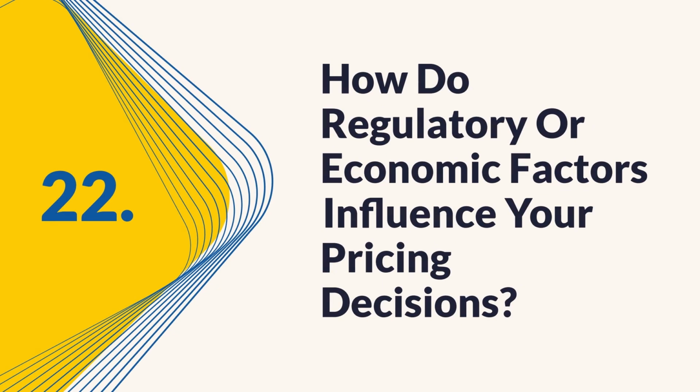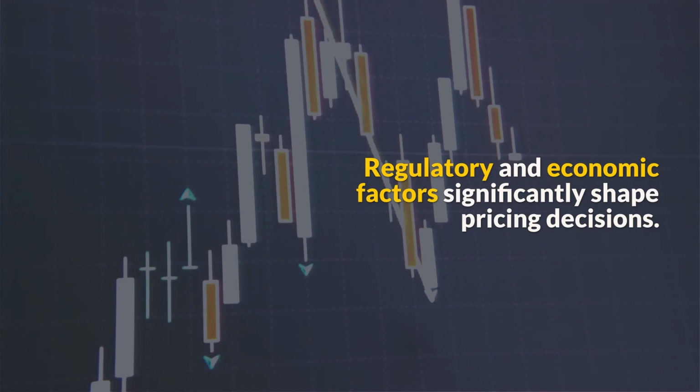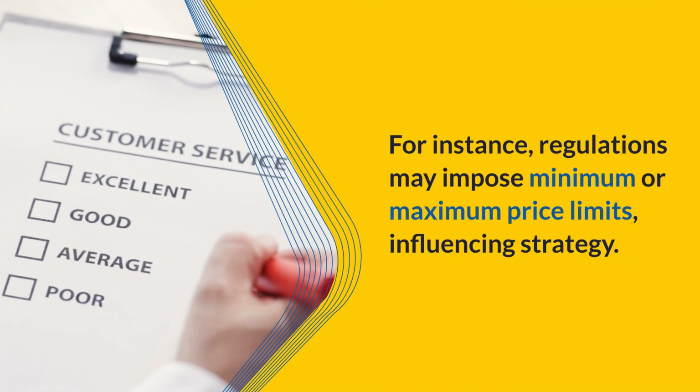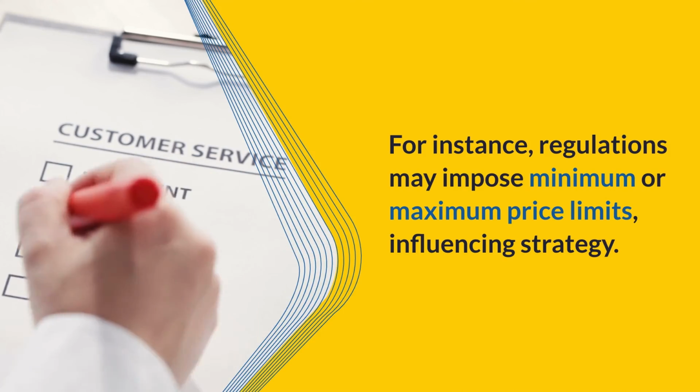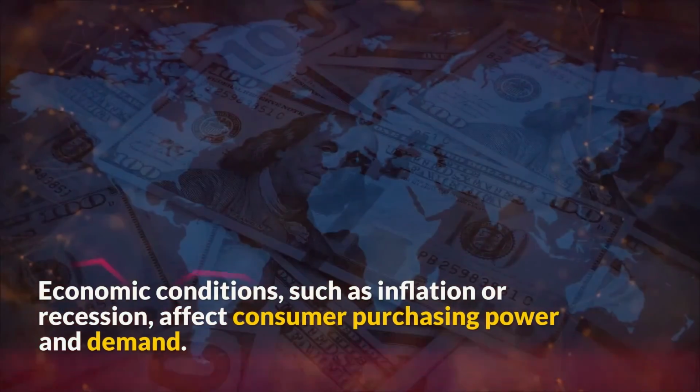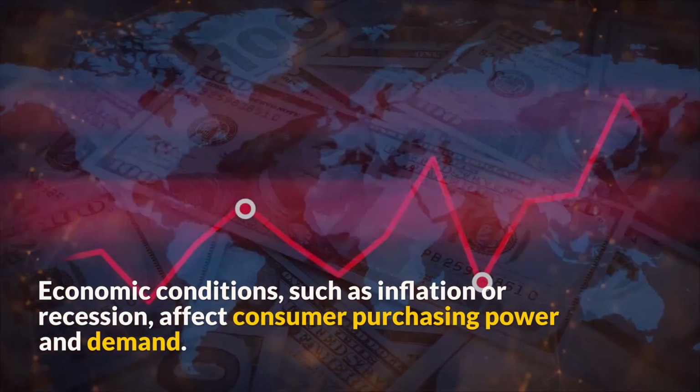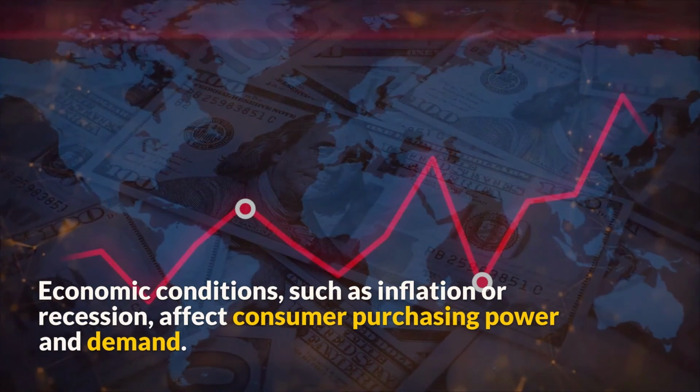22. How do regulatory or economic factors influence your pricing decisions? Regulatory and economic factors significantly shape pricing decisions. For instance, regulations may impose minimum or maximum price limits, influencing strategy. Economic conditions, such as inflation or recession, affect consumer purchasing power and demand.